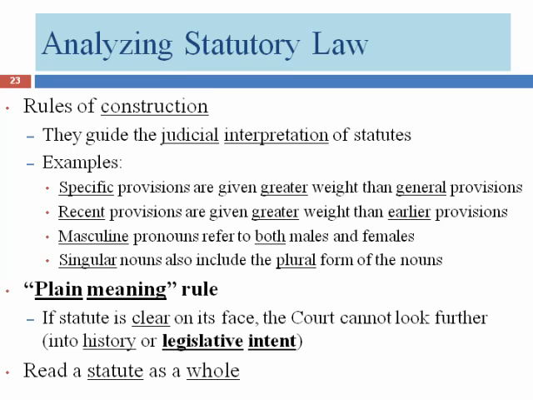So here are some examples of rules of construction, and these are ways of interpreting statutes so that they are less ambiguous. Specific provisions are given greater weight than general provisions. So the narrower the provision is, the more likely it is that the court will say, that's the one we're going to follow. It's not unusual for a statute to seem to contradict itself.